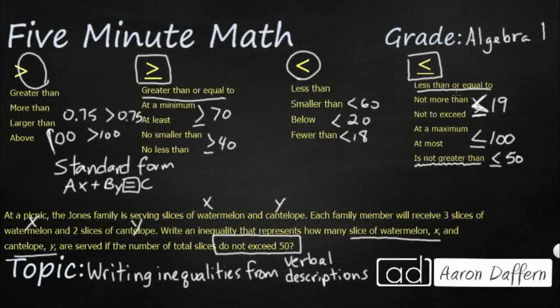So we've got the watermelon. I've got 3 slices of watermelon, so 3x. Each family member gets 3 slices of watermelon and 2 slices of cantaloupe, so we're going to add those two. That's going to be 2y, 2 slices of cantaloupe. And we know that it's not going to exceed 50. That means it can be 50, so that's going to be an equal to. And it can't go greater than, so not to exceed lets me know it's going to be less than. So 3x plus 2y is less than or equal to 50.